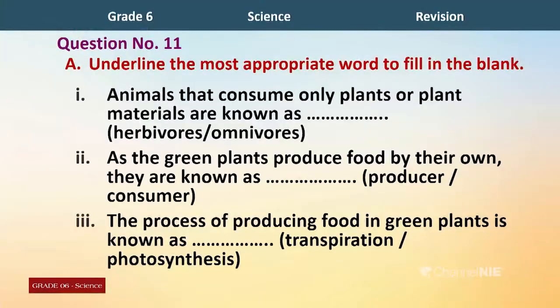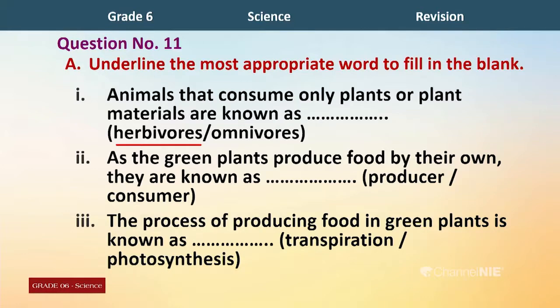Animals that consume only plant or plant materials are known as, I think this was discussed several times. Then you can easily find out the answer. Animals that consume only plants or plant materials are known as herbivores.